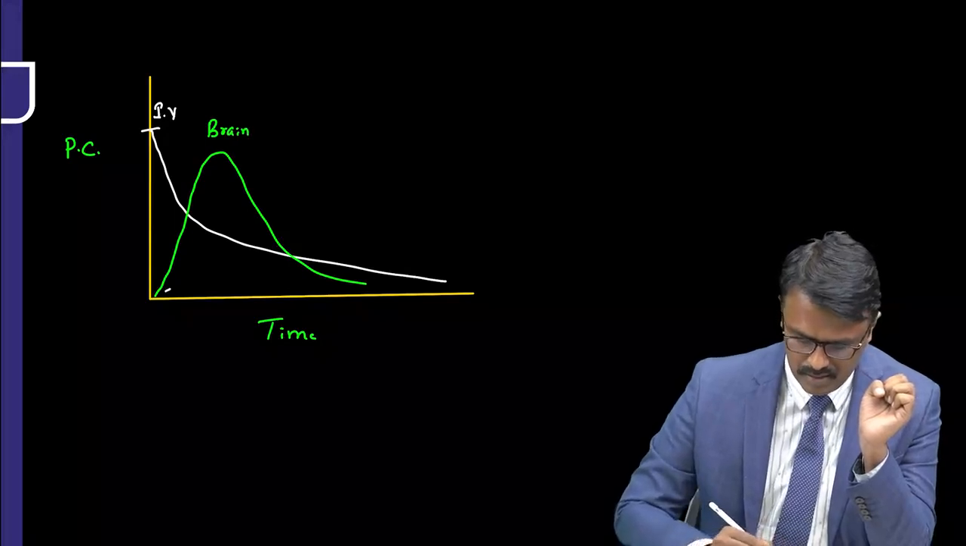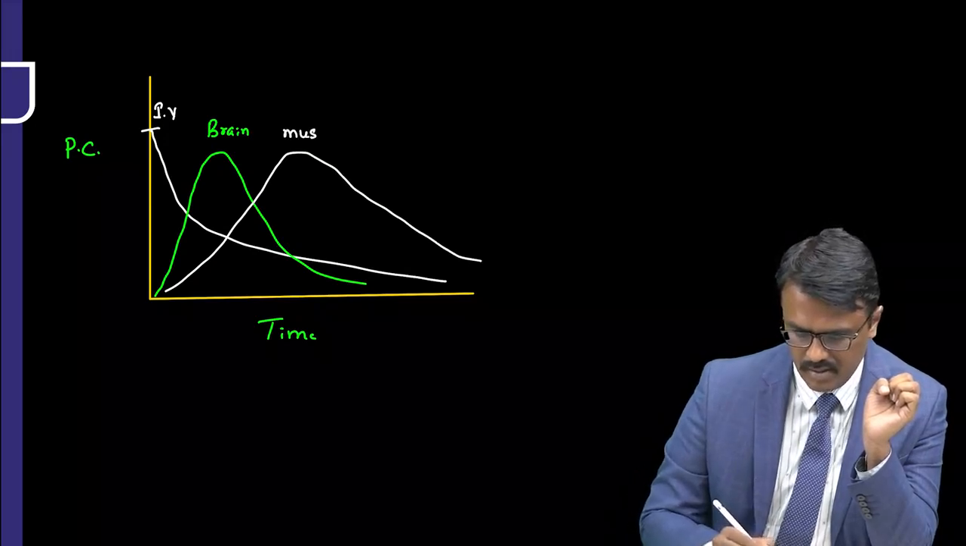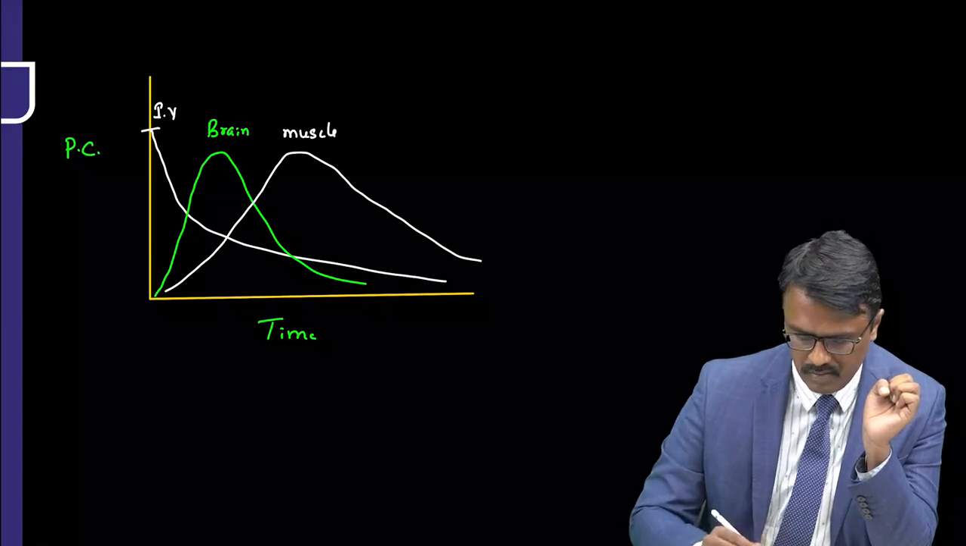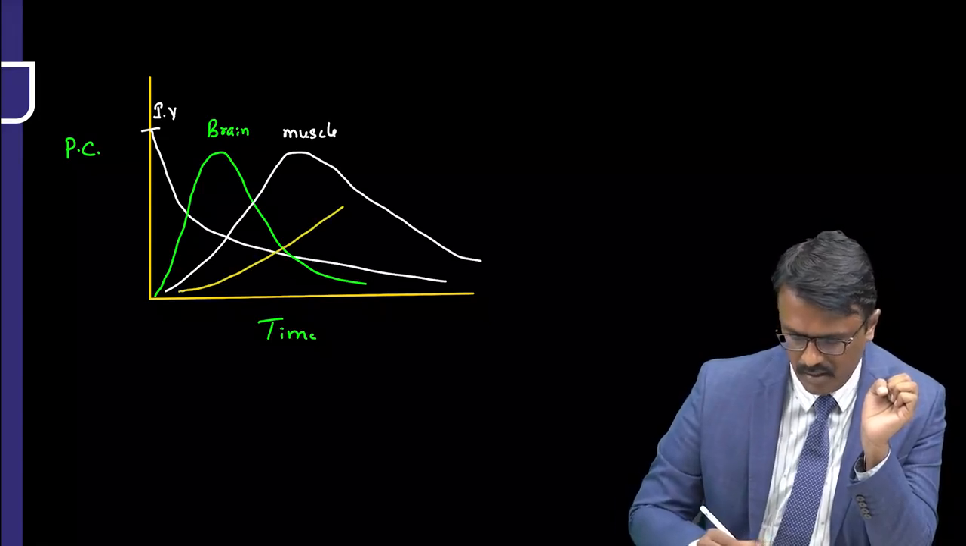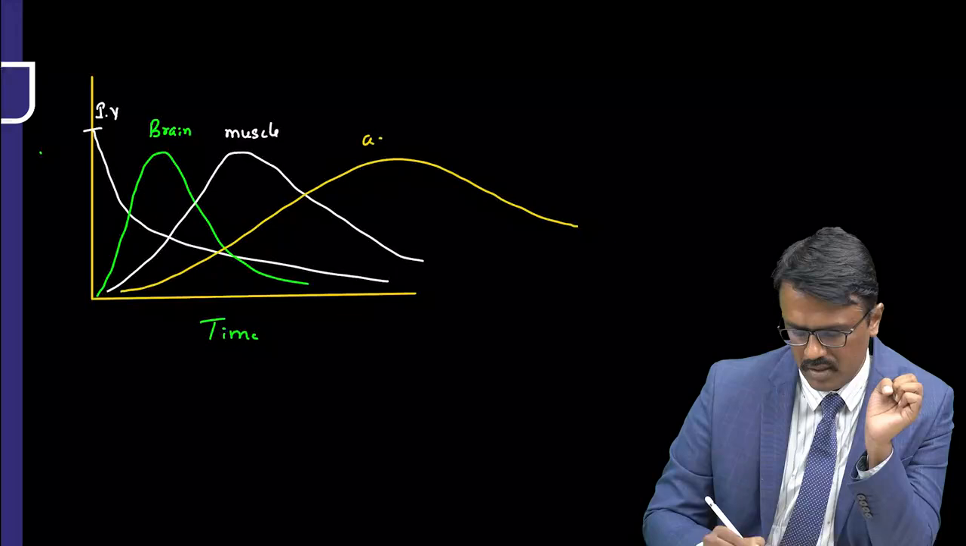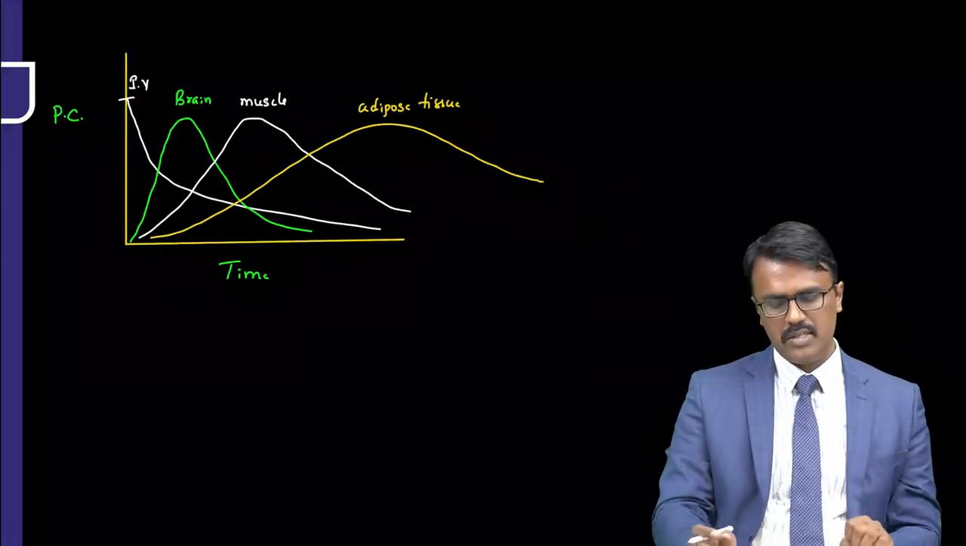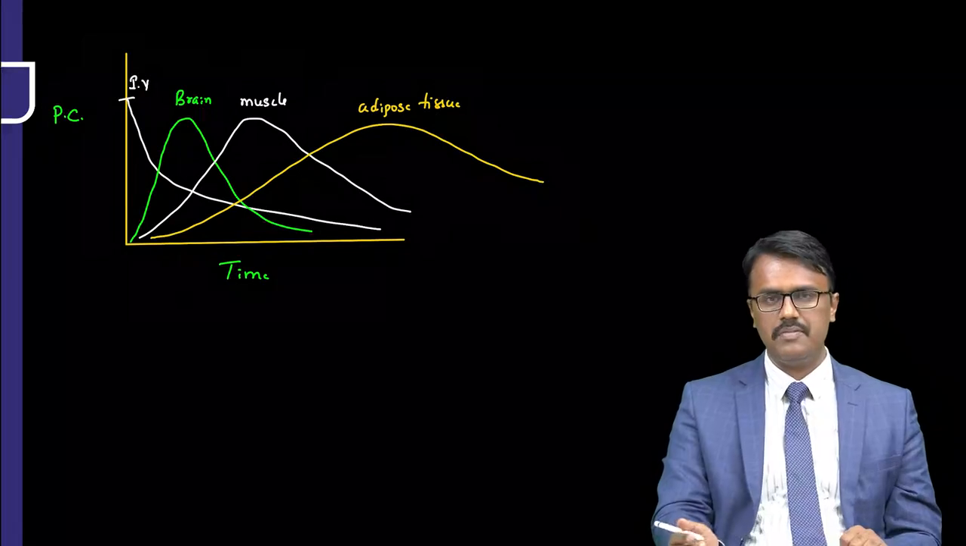Then it will rise in the muscle. This is in the muscle. But it will be staying very, very long in the adipose tissue. So the graph for adipose tissue is very, very long. So this is the redistribution graph. It can be asked in your future exams. This is the redistribution graph.